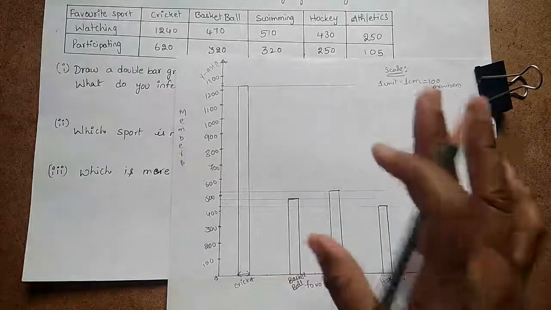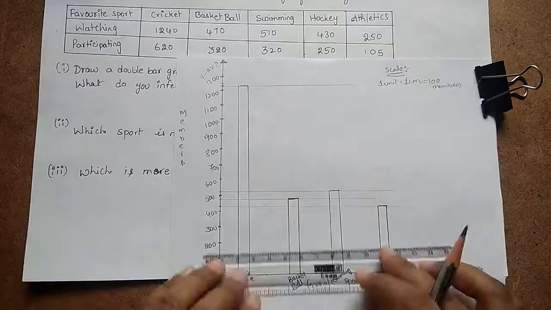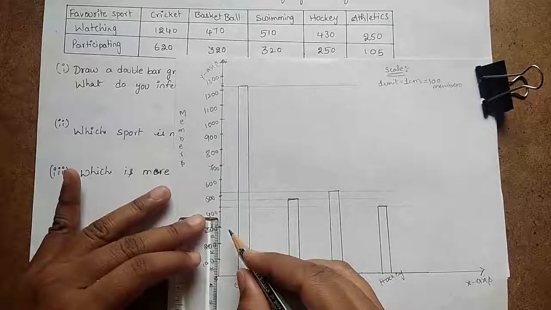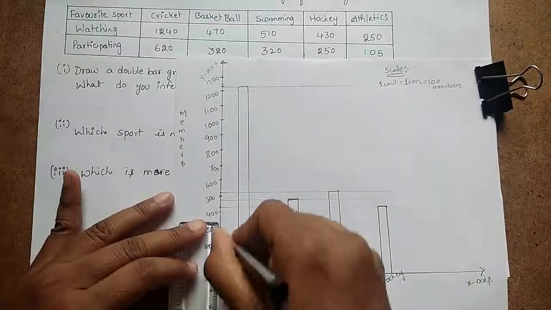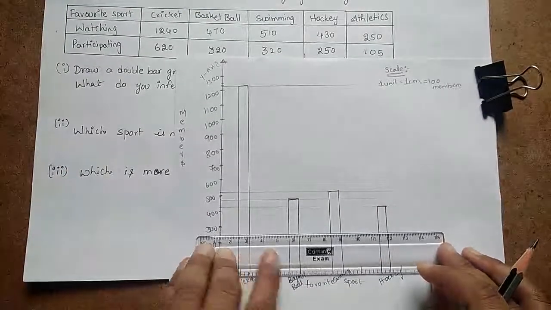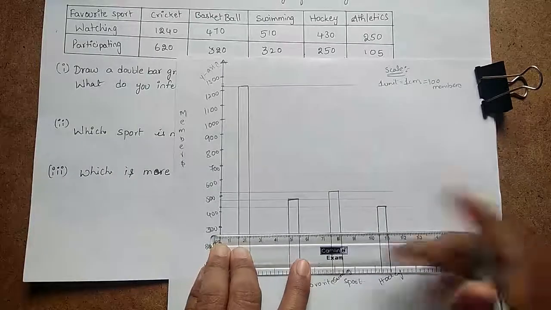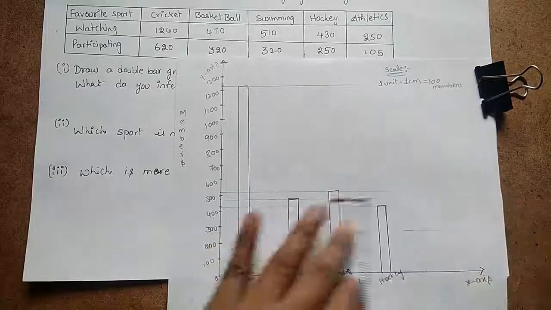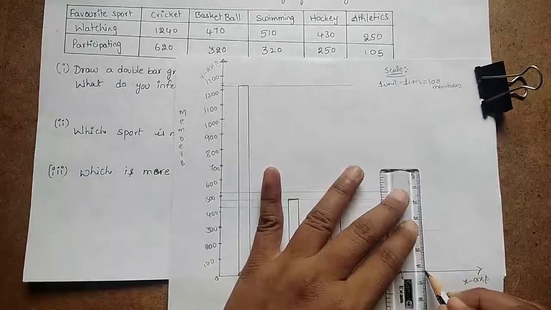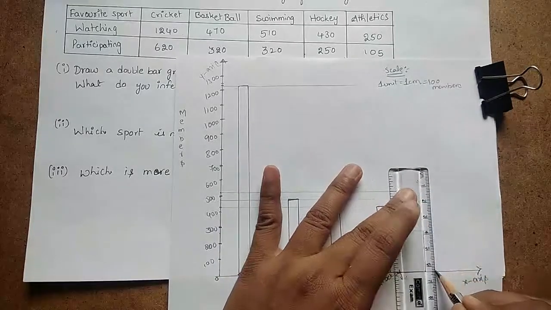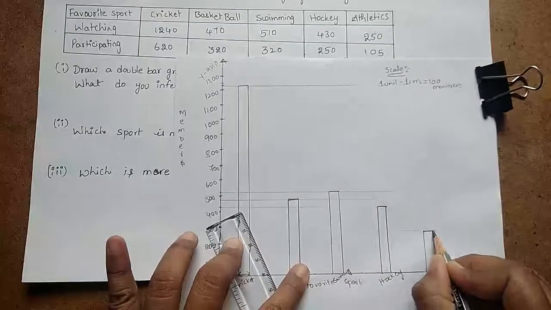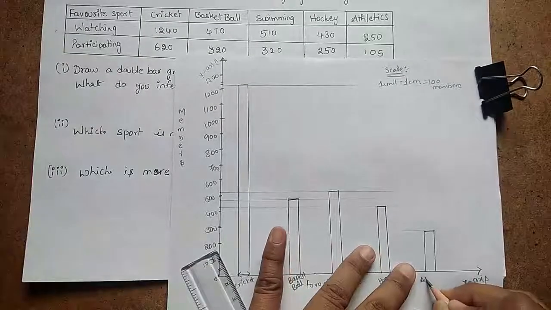Next coming to the athletics, 250. This was the 200 and its midpoint is 0.5 centimeters. So same like that. Make a mark like this for athletics, with the same width. This was the athletics.